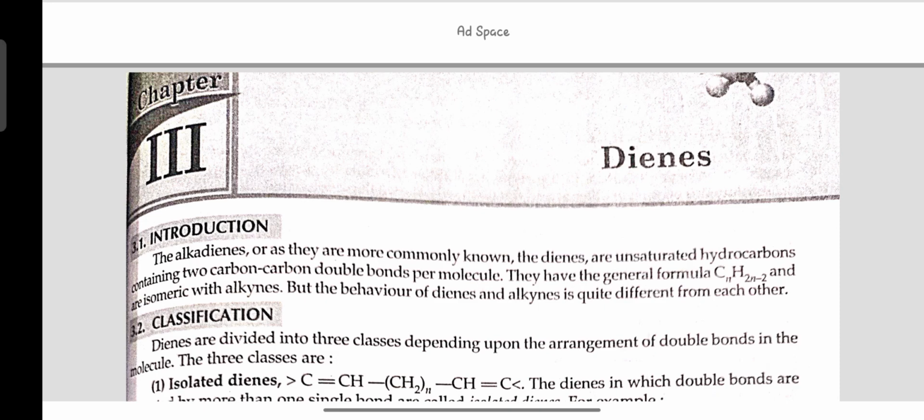Introduction. The alkadienes, or as they are more commonly known, the dienes, are unsaturated hydrocarbons containing two carbon-carbon double bonds per molecule. They have the general formula CnH2n-2 and are isomeric with alkynes, but the behavior of dienes and alkynes is quite different from each other.